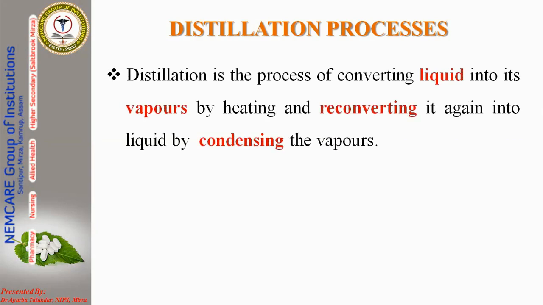The definition of distillation is: distillation is the process of converting liquid into its vapor by heating and reconverting it again into liquid by condensing the vapor. So first we are going to take a liquid which we are going to heat. Because of the heating, that liquid is going to convert into vapor. That vapor we are reconverting into liquid by the process of condensation, and that entire process is called distillation.